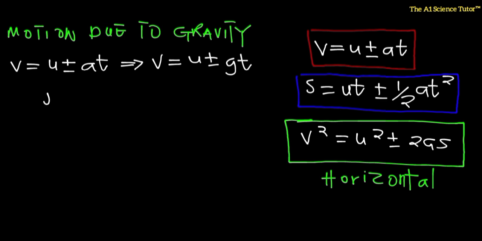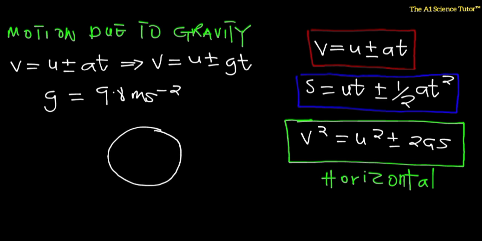Now you need to know that g is approximately 9.8 meters per second squared. The values of the acceleration due to gravity change at various positions on the earth. If you have the earth at this place, these are the poles of the earth. The values of acceleration due to gravity are greater at the poles of the earth than at the equator. So at the equator, you have lower values of acceleration due to gravity than at the poles. Just bear that in the back of your mind.